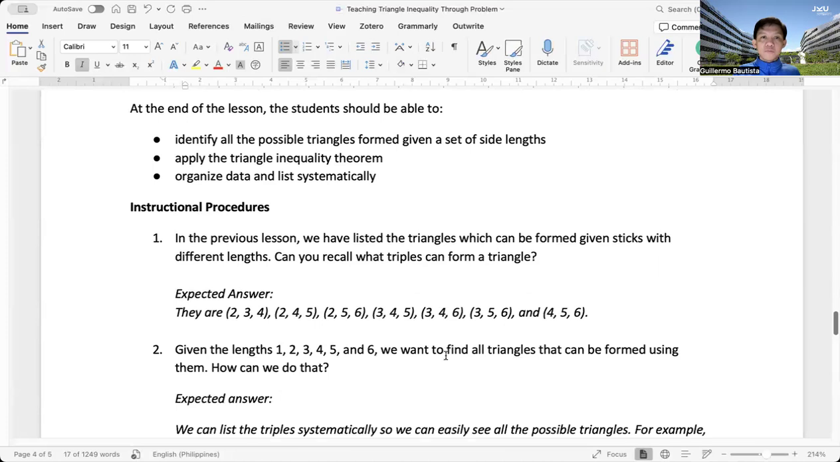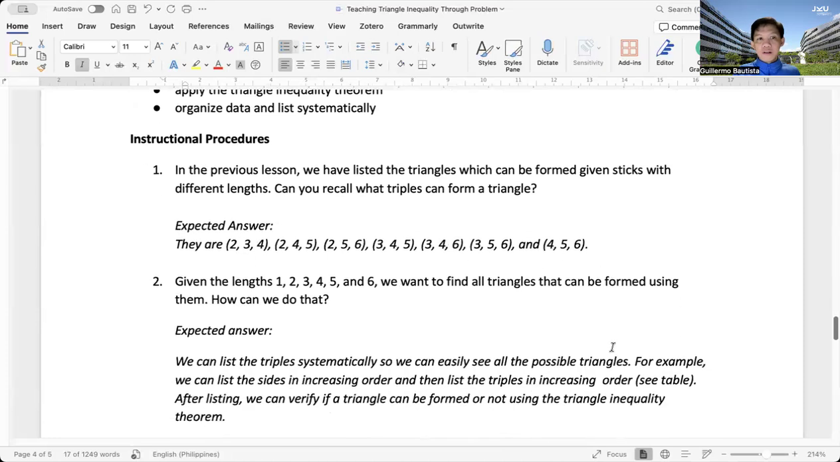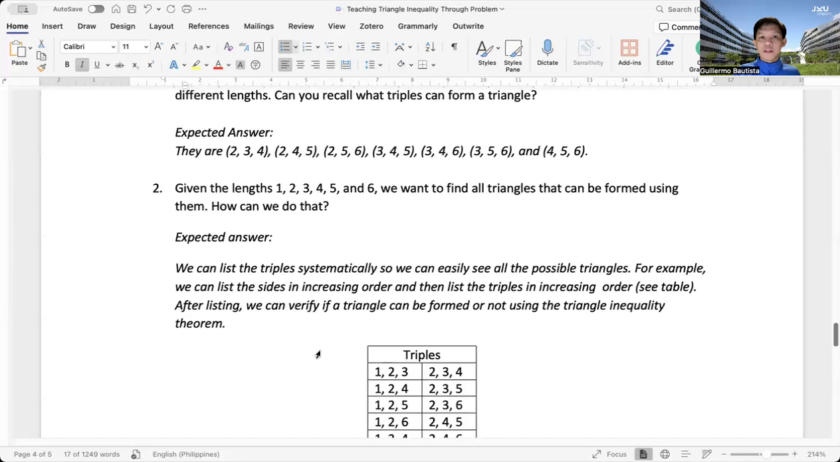So we want them to list all the possible combinations of the six lengths. And then, if you can see here in question number two, given the lengths 1, 2, 3, we want to find all the triangles that can be formed using them. How do we do that?